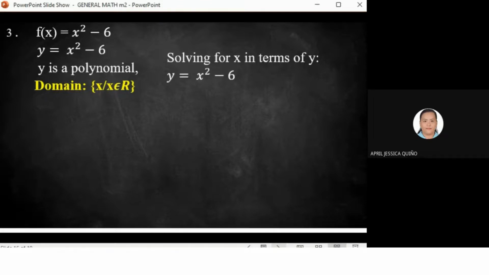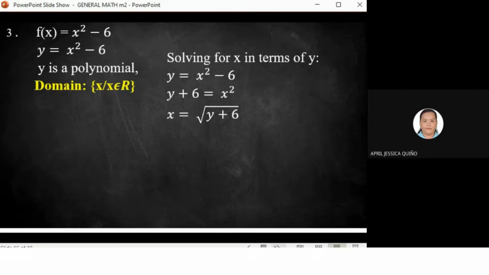So if we have y is equal to x squared minus 6, we need to solve for x. So we need to transpose negative 6 to the left side, so it will be positive 6. y plus 6 is equal to x squared. In order for us to omit the exponent, we need to get the square root of y plus 6 and the square root of x squared. The square root of x squared is x, and the square root of y plus 6 is the square root of y plus 6.